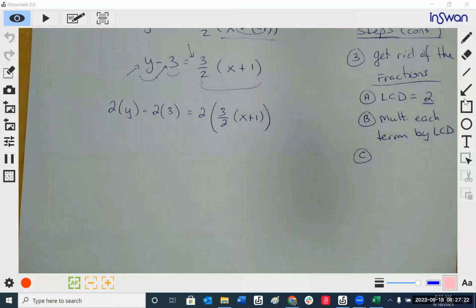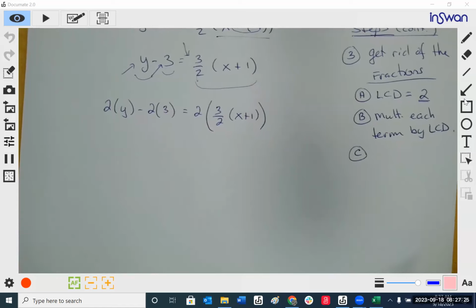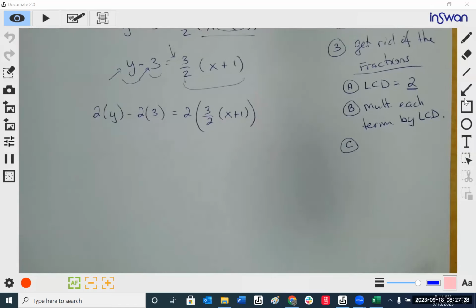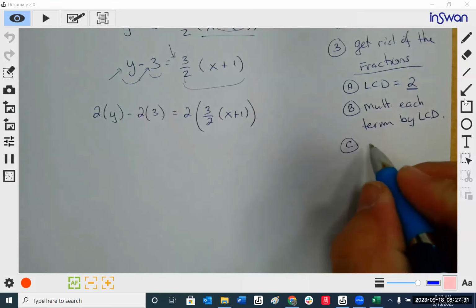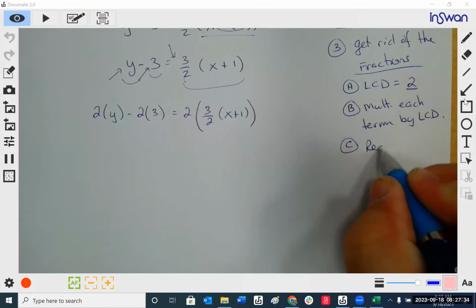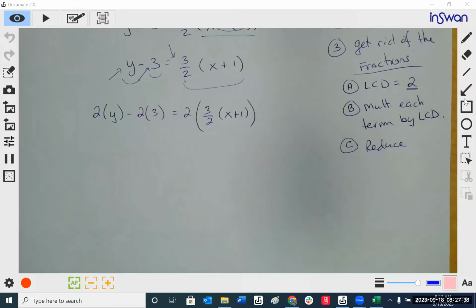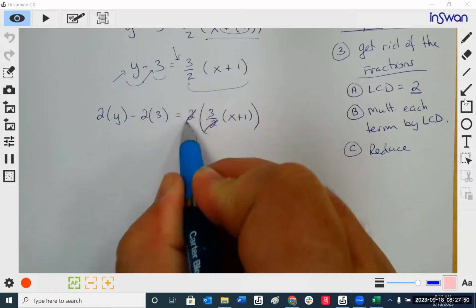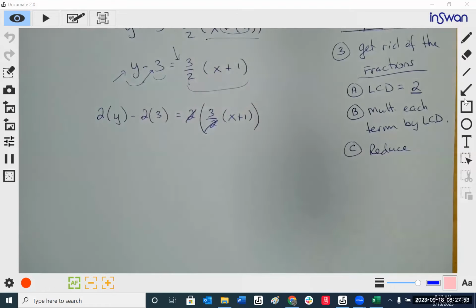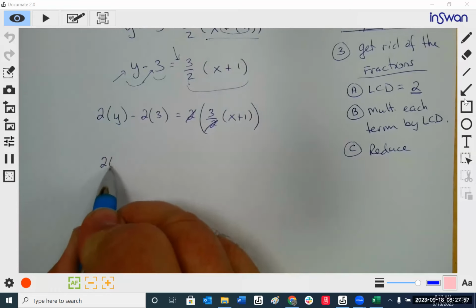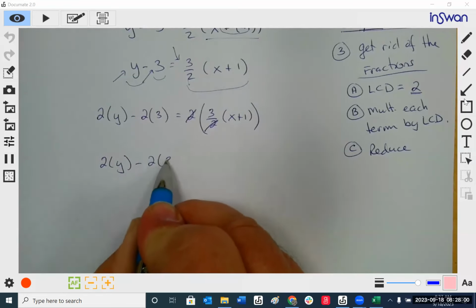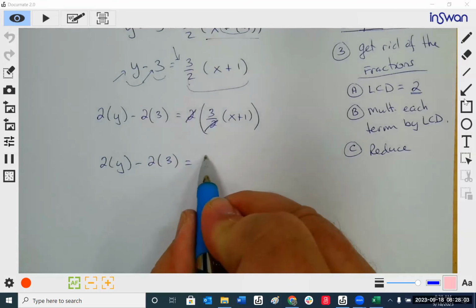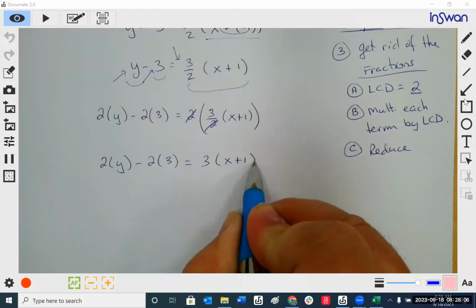Step three. Very good. It's memorized. Reduce. Whenever you're multiplying fractions, before you multiply fractions, always reduce. Can anything on the bottom cancel anything on top? So the only fraction we have is here. How many times does 2 go into 2? Once. So it's gone. So this is what we have. There's nothing out in front. So we have 3x plus 1.